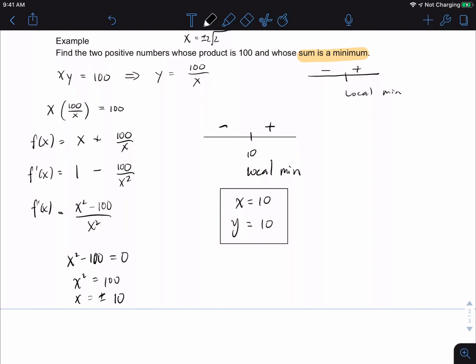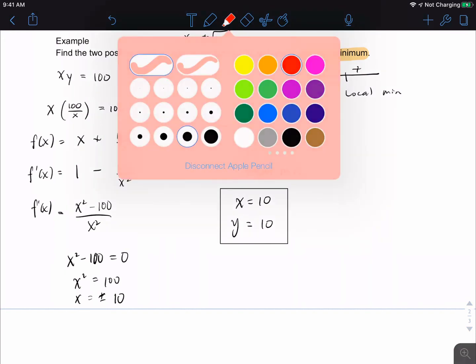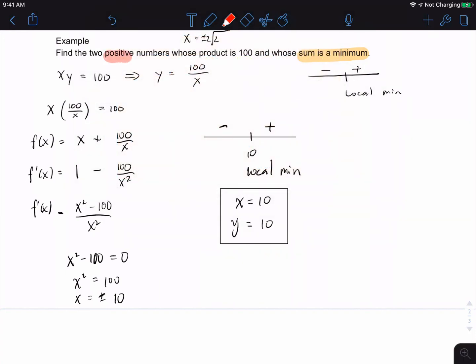So what do you guys think? Is this that bad? Why didn't you put the negative 10 on the number line? Oh, I thought I addressed that, but I'll do it for you just so you know. It's asking for positive numbers. And so since we only care about positive numbers, that negative 10 becomes irrelevant. Are you good with that? Okay, cool.